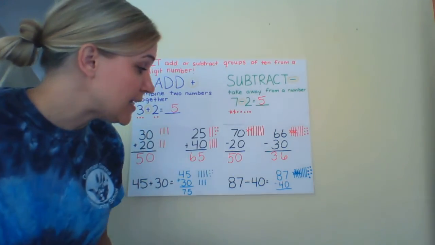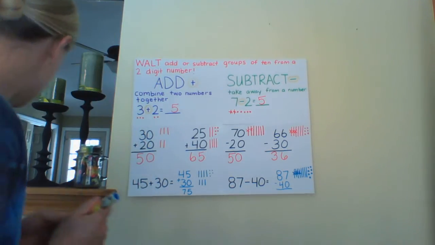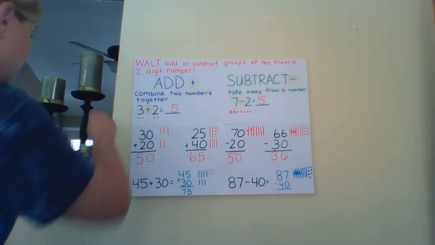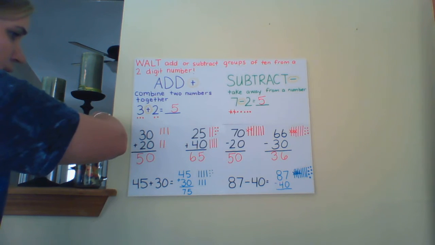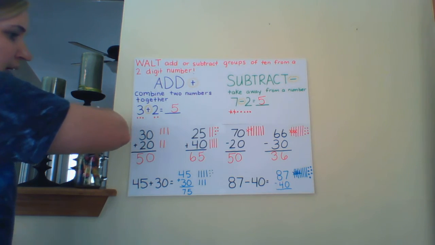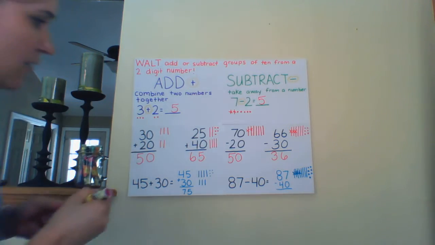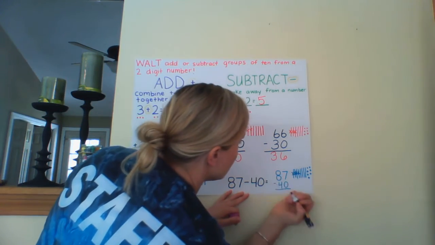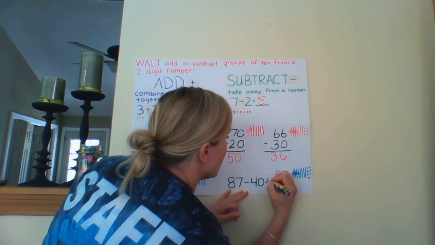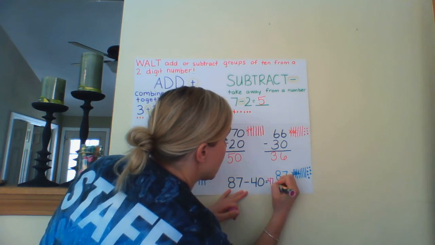So 87 minus 40 is 47. I'm going to get a different color because I can't seem to give myself enough space to write my answer, or my difference. 47.